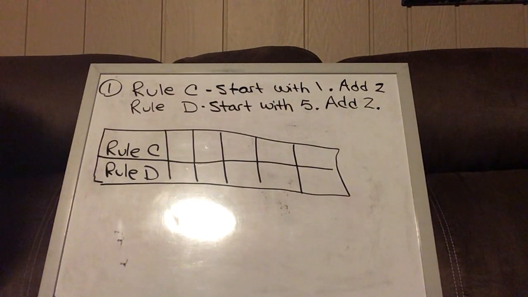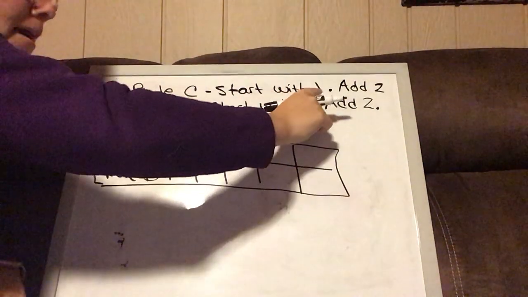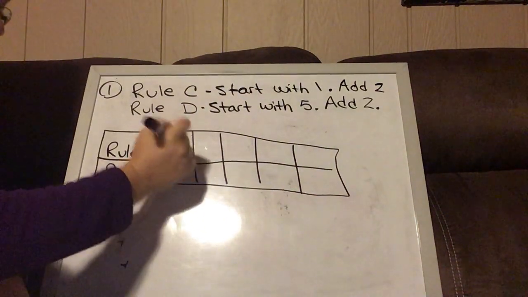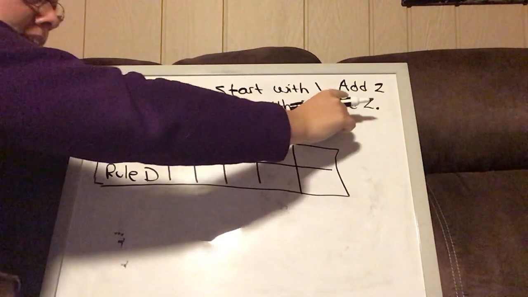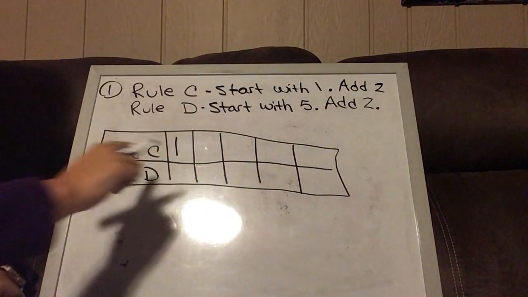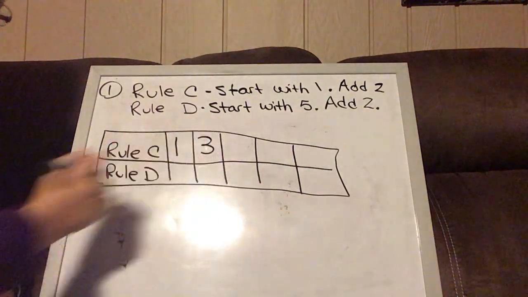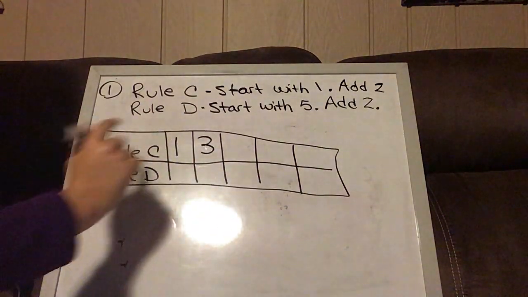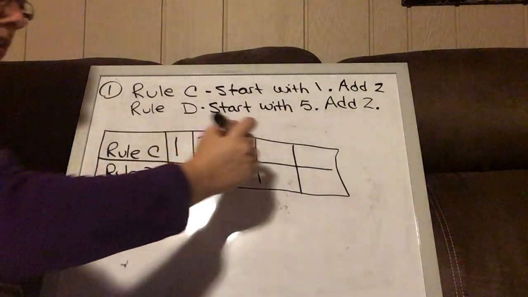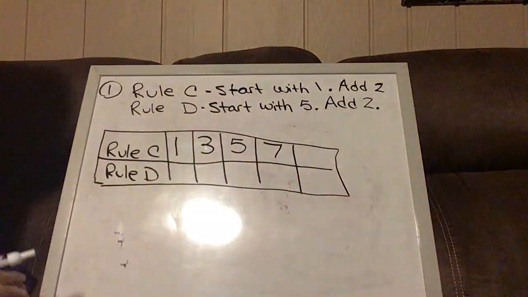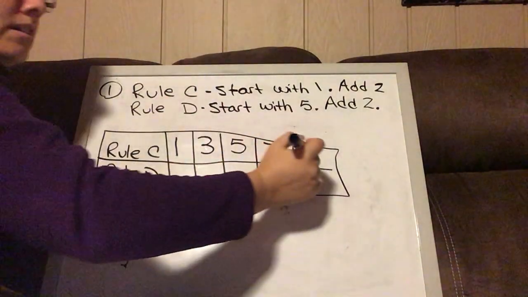Alright, so Rule C starts with what number? 1. Rule C starts with 1. And then after I start with my 1, it says that I add 2. So I have 1, I add 2, and that would give me 3. I add another 2, it would give me 5. I add another 2, it would give me 7. What's going to be my last missing number right there? 9.